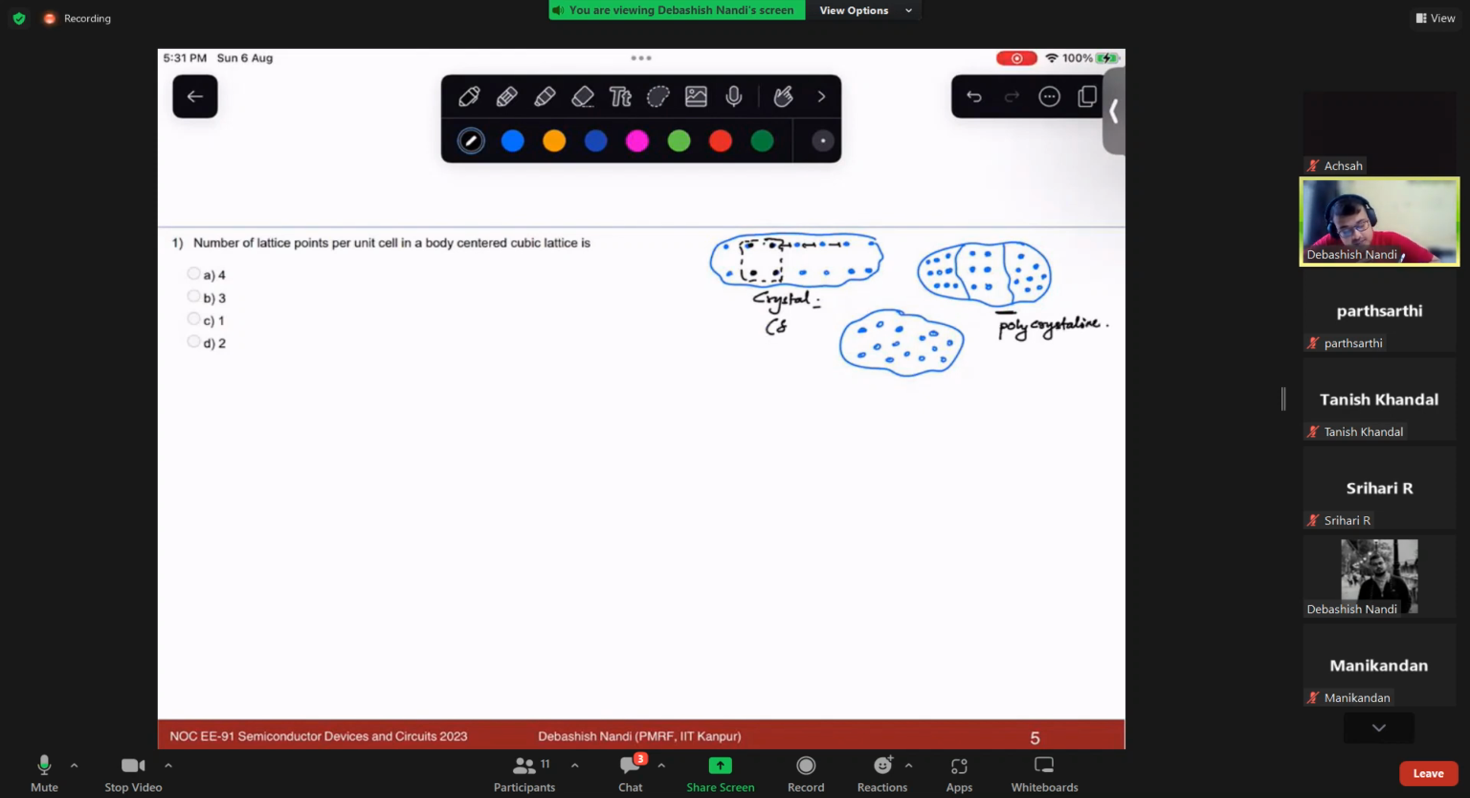So your silicon is your crystal, okay? And what is your polycrystal? For example, polysilicon, okay? So if in your silicon you dope it very heavily, say silicon's atomic density is what? Can anyone tell me? Atomic density of silicon?